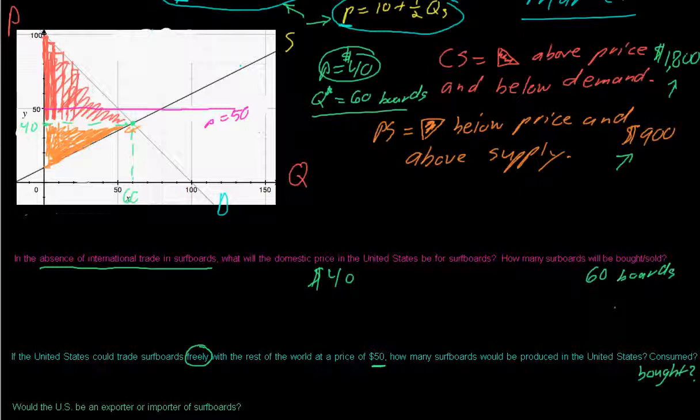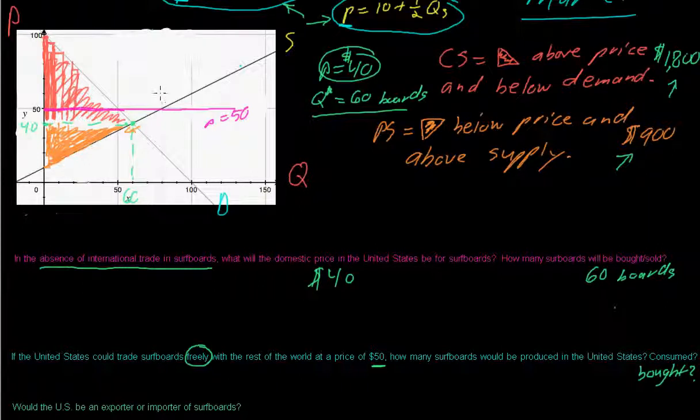What that's saying is that the rest of the world basically just wants surfboards, as many as they can get at $50. Maybe because the U.S. produces the best surfboards, we actually probably do. Maybe they don't have the means to produce them, maybe they just want U.S. surfboards, who knows. But they'll pay $50 a pop for them in this model forever. And obviously that's not realistic, but it just makes the math simple.